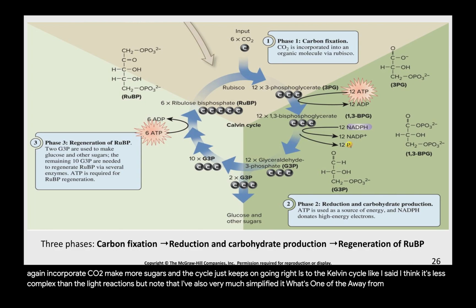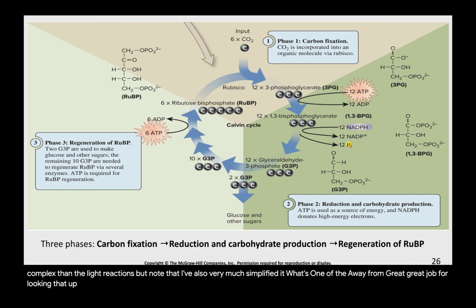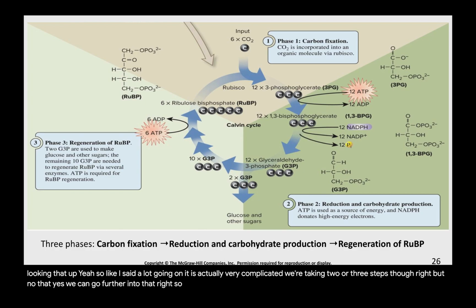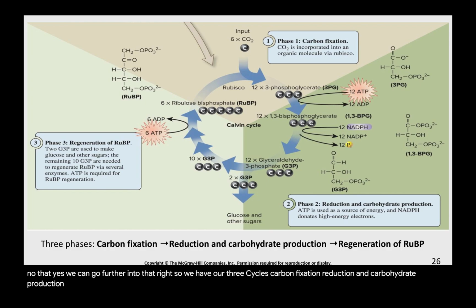Awesome. Great job for looking that up. We can kind of see that happening in these structures here. Like I said, there is a lot more going on. It is actually very complicated. We're sticking to our 3 steps though, but know that, yes, we can go further into depth. So we have our 3 steps: carbon fixation, reduction and carbohydrate production, and the regeneration of our molecule of RUBP.